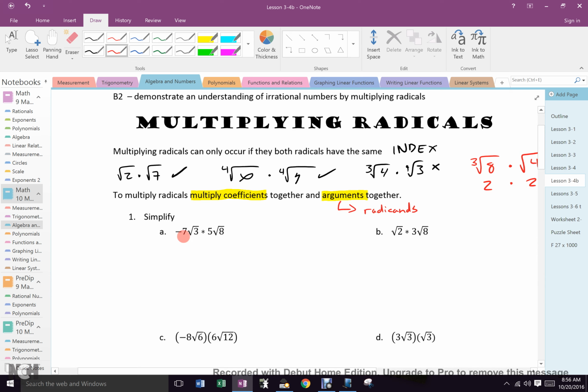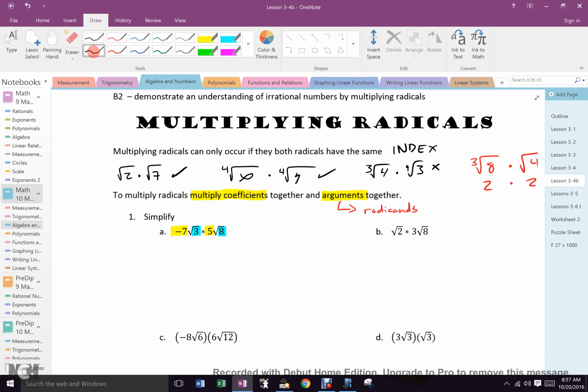This question right here. What are the coefficients? I will highlight them in yellow. -7, that didn't highlight in yellow. -7 and 5. What are the arguments? Three and 8. Now we multiply them together.